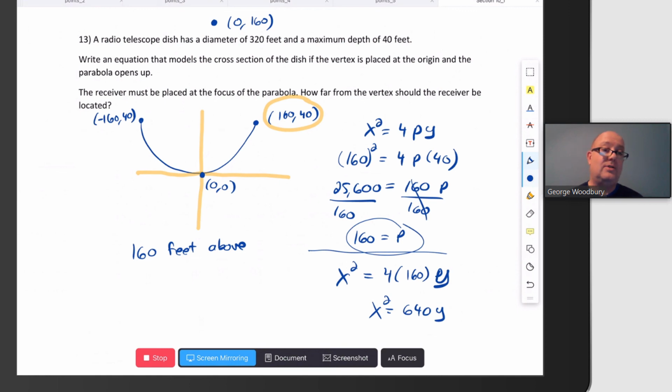All right, that's it for these two applications. I will see you in the next section where we talk about a shape that we've seen before, but in a different way.